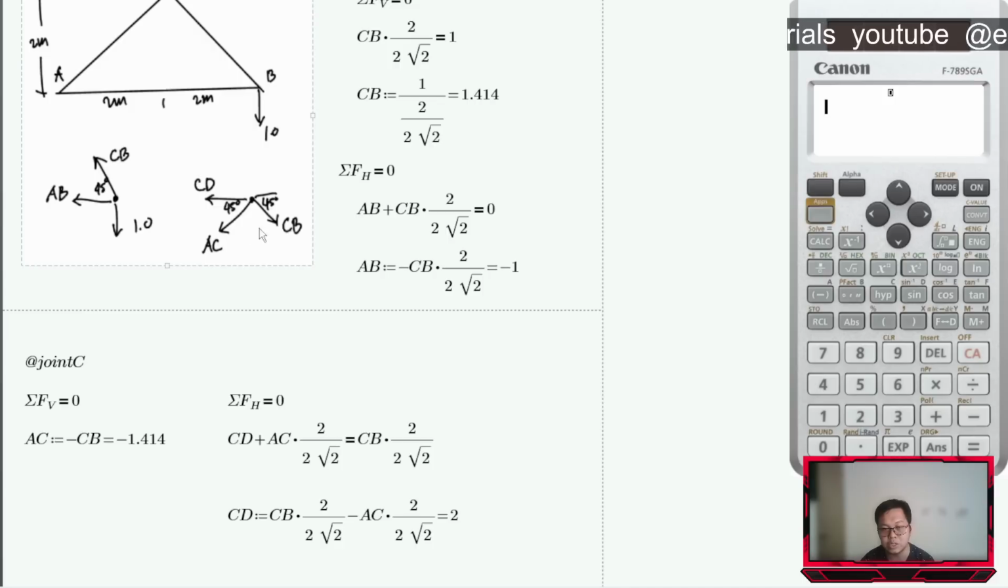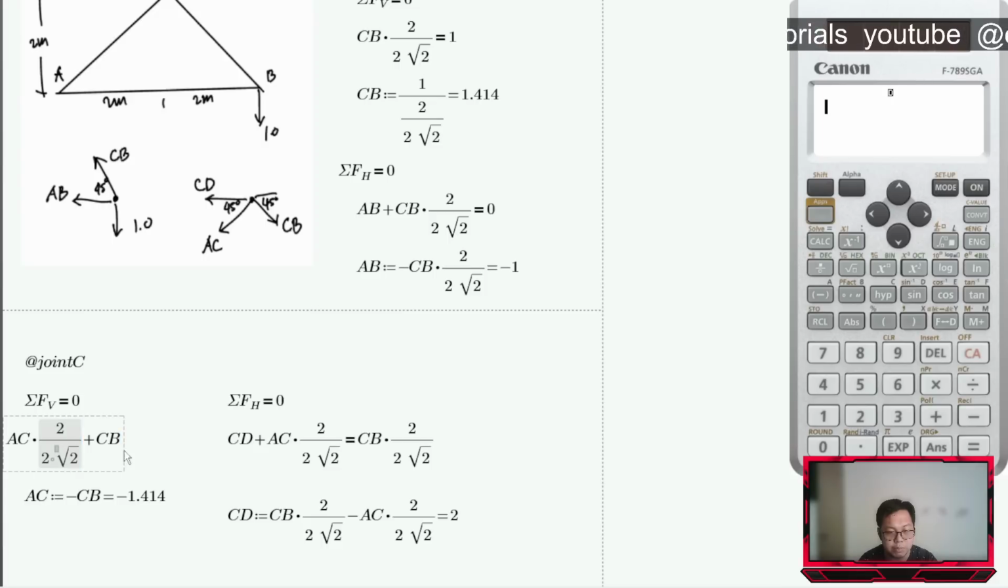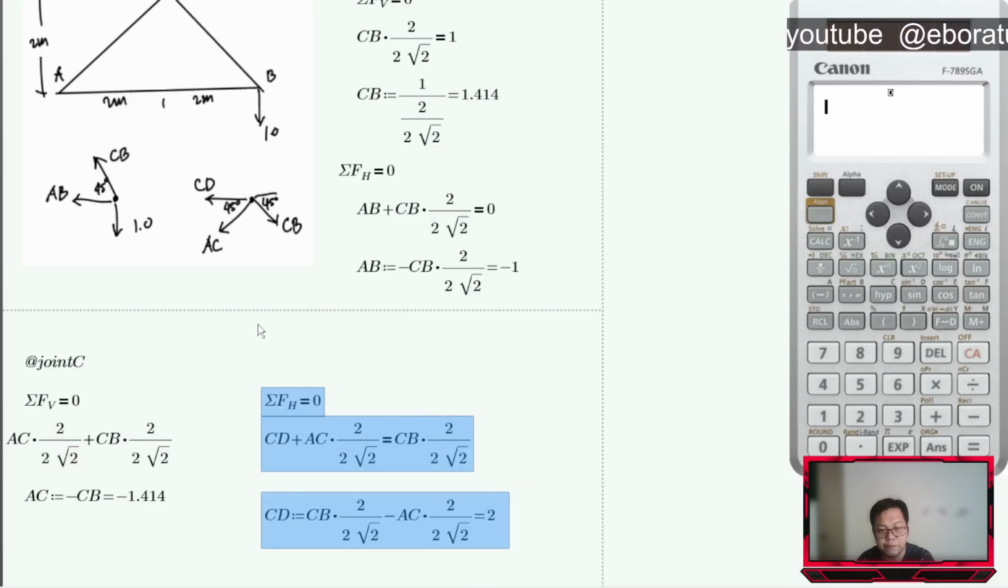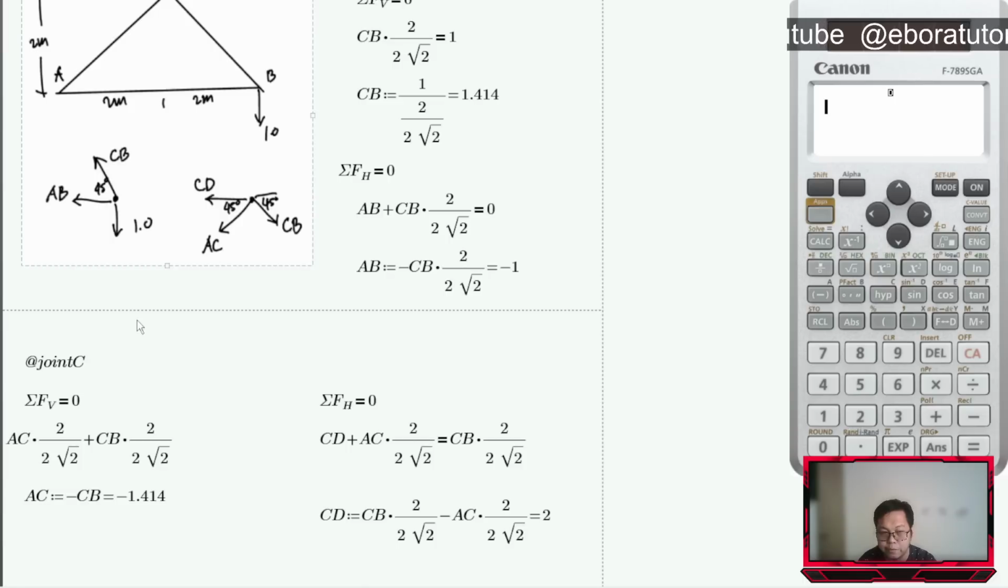No? So, again due to symmetry, equal sila. But if you are summing up forces vertical, bali ang equation natin will be AC multiplied by 2 square root of 2, and then plus another component of CB, vertical component of CB. And then notice, sa free body diagram natin na to, walang upward force. So, this must be equal to 0.